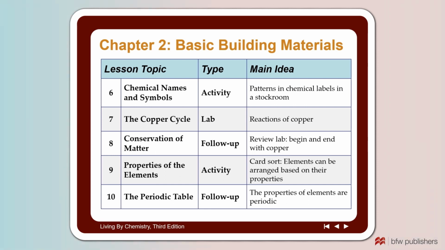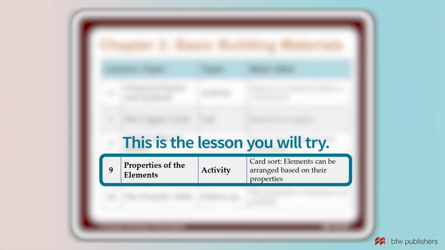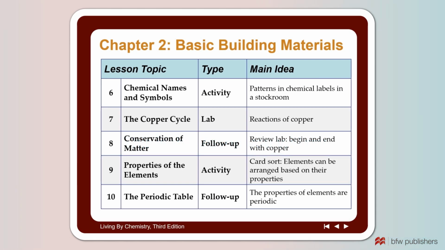The 5 lessons are listed here. They include chemical names and symbols. Then there's a lab, the copper cycle lab, with a follow-up discussion about how matter was conserved in the copper cycle. And then there are 2 lessons that involve first an activity of the properties of the elements, in which students have cards and organize them according to the periodic table. And then there's a follow-up lesson in order to have a discussion about the elements of the periodic table and the patterns that emerge from the activity.